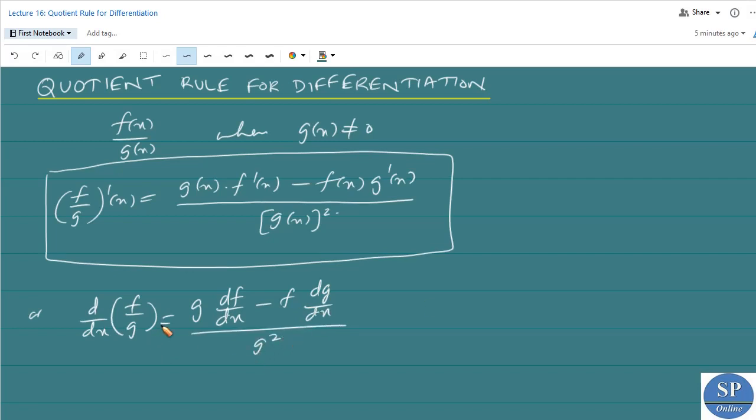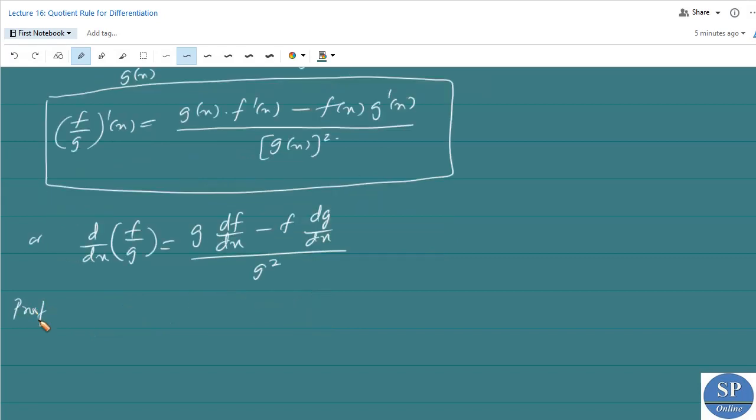Now we can try to prove this quotient rule by the method of limits, or by using the definition of differentiation. Let h of x be equal to f of x divided by g of x. So we need to find the derivative of h of x now. And let x naught be any arbitrary point.